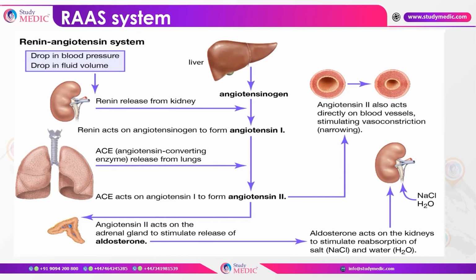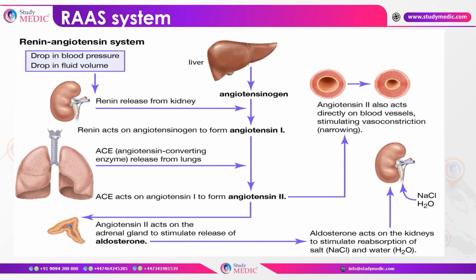The next system that you should know is the renin-angiotensin aldosterone system. Only in one slide, because it is basically a very simple system. It helps to regulate the blood pressure. The most important stimulus for the activation of this renin-angiotensin system is a drop in the blood pressure or a drop in the fluid volume. So whenever you have hypotension or hypovolemia, renin is released from the kidney.